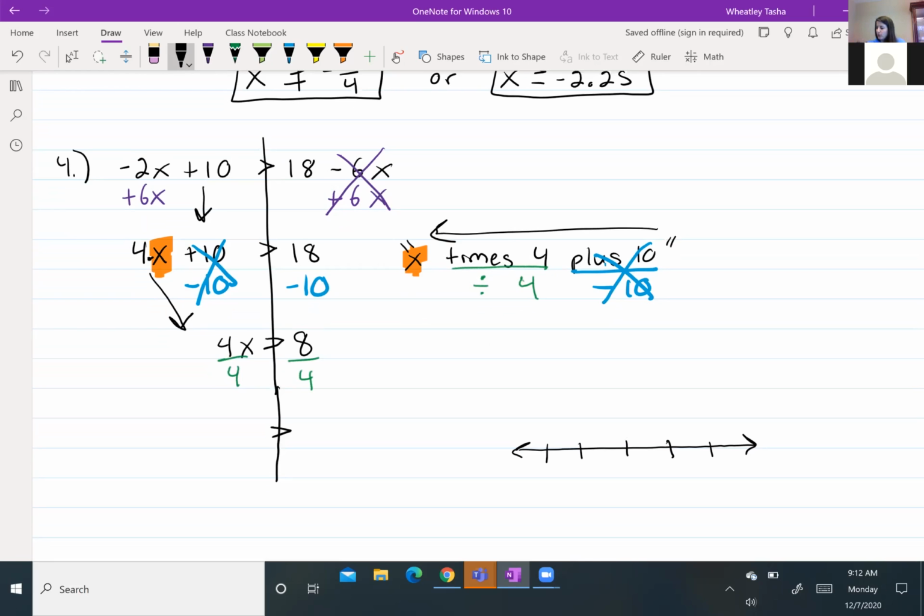Now 4 divided by 4 equals 1, but 1x is the same thing as just x. And then 8 divided by 4 would give us 2. Okay.